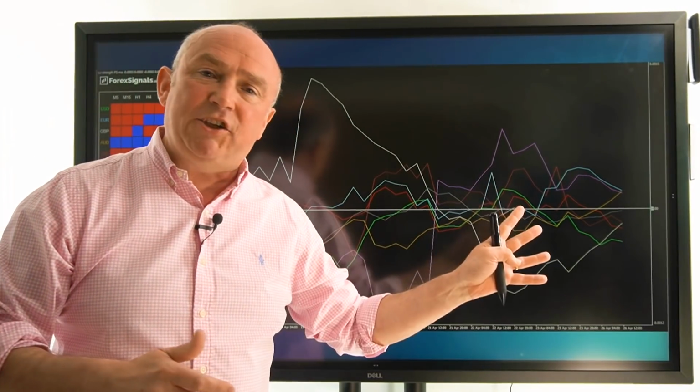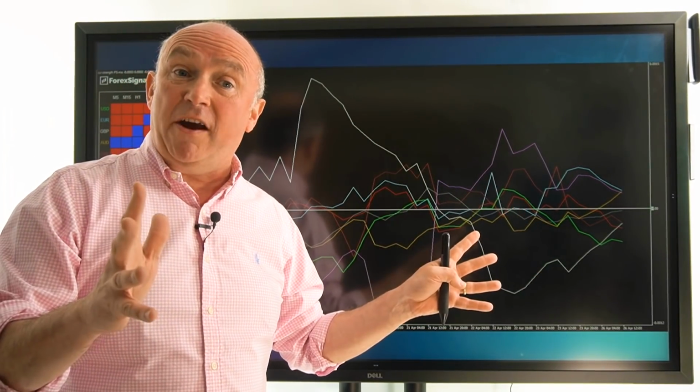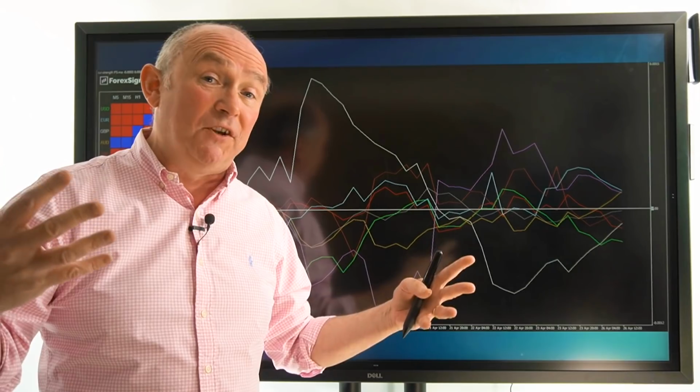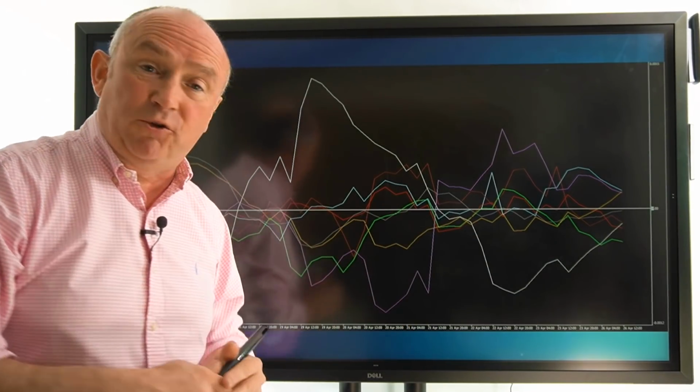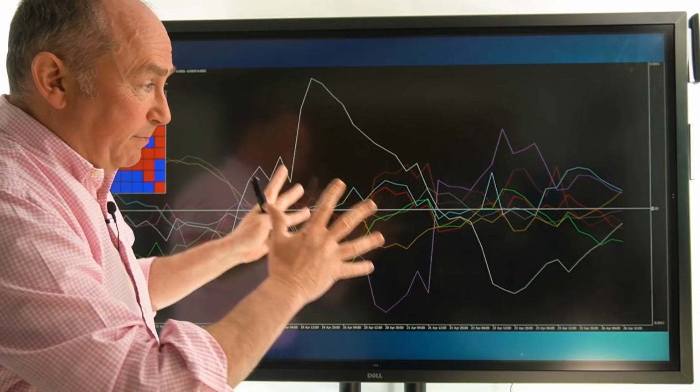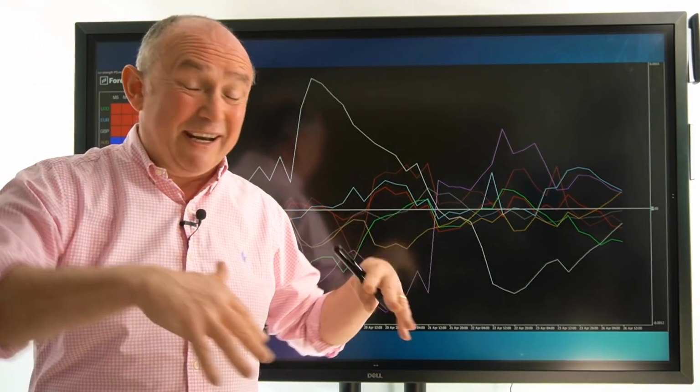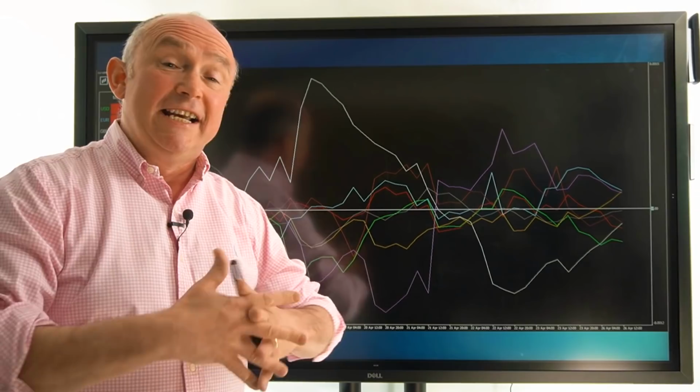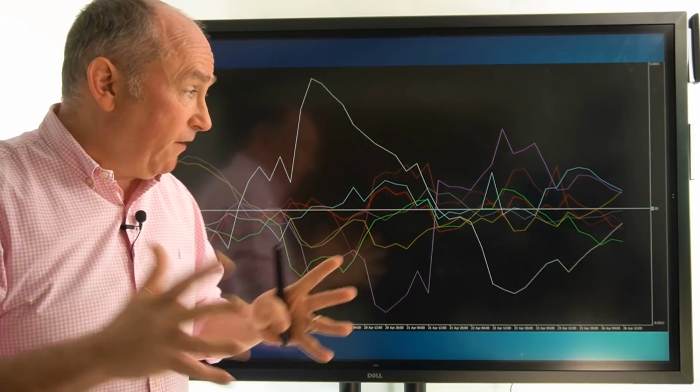Now this basically shows us exactly what is going on in the currency markets. As I often say, I'm not quite sure how anyone can trade the currency markets, the forex markets, without using something like this. It basically tells you where the money is going. It doesn't predict the future, unfortunately. It just tells us where the money is currently flowing.